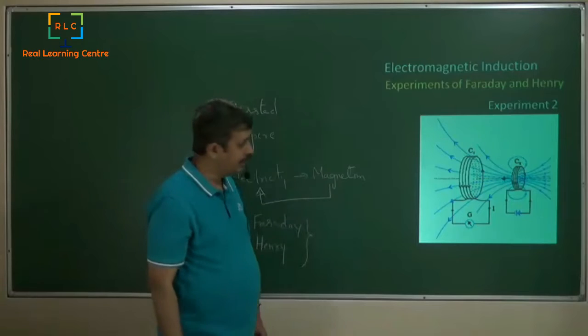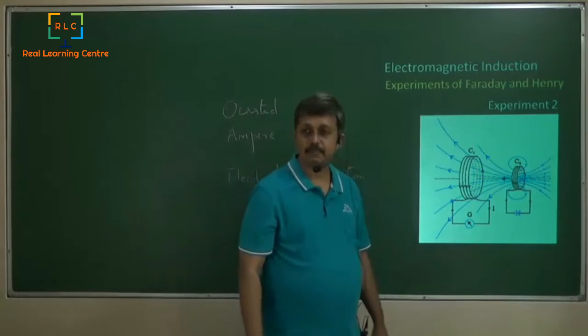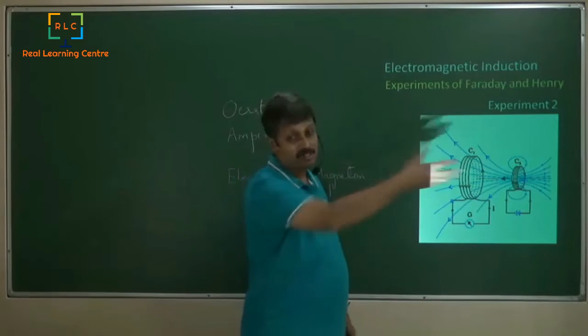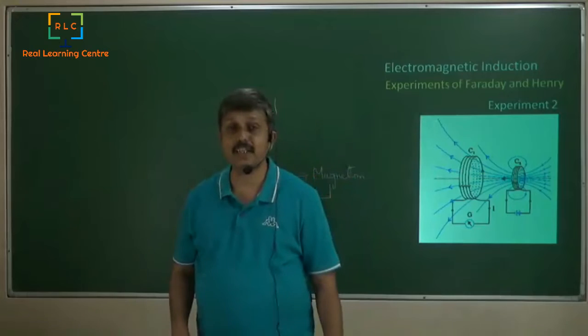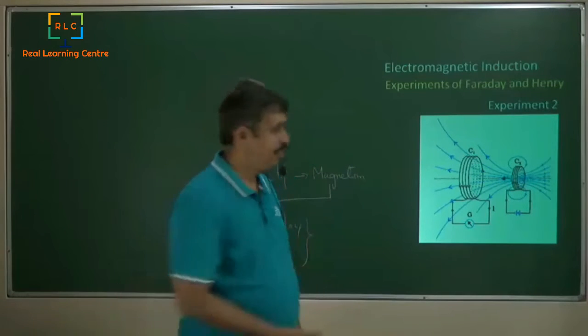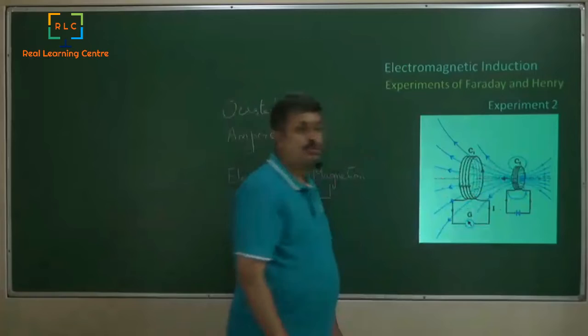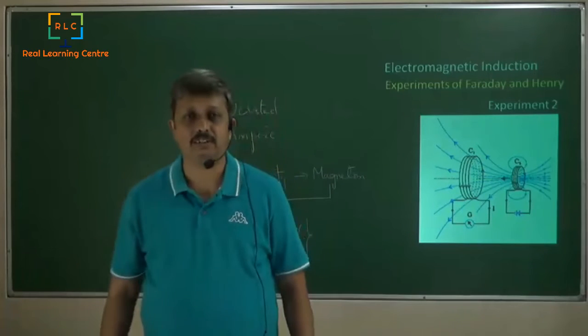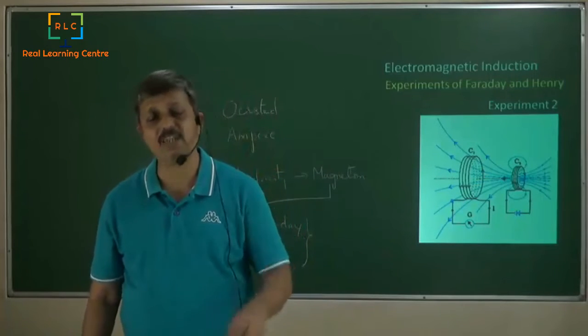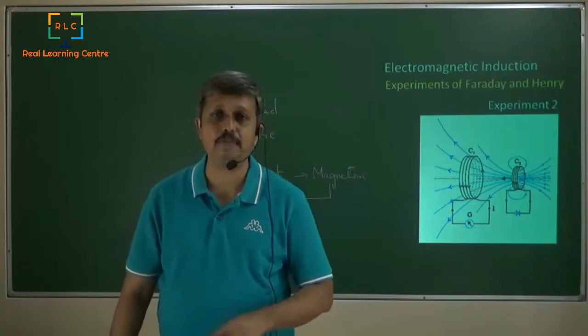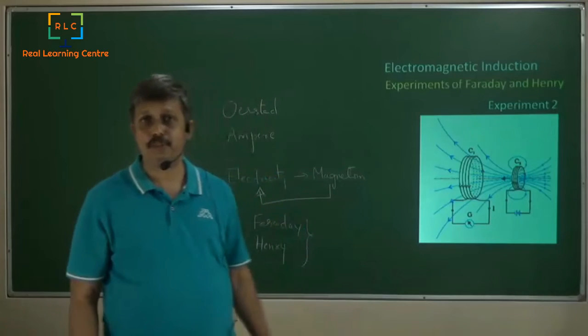Suddenly you can see the deflection in this, and when you take it out, you see the deflection. But if there is no relative movement, if you are just keeping it either here or very near or very far, wherever, there is no deflection. So deflection happens only if there is actually a movement. That is what is observed.